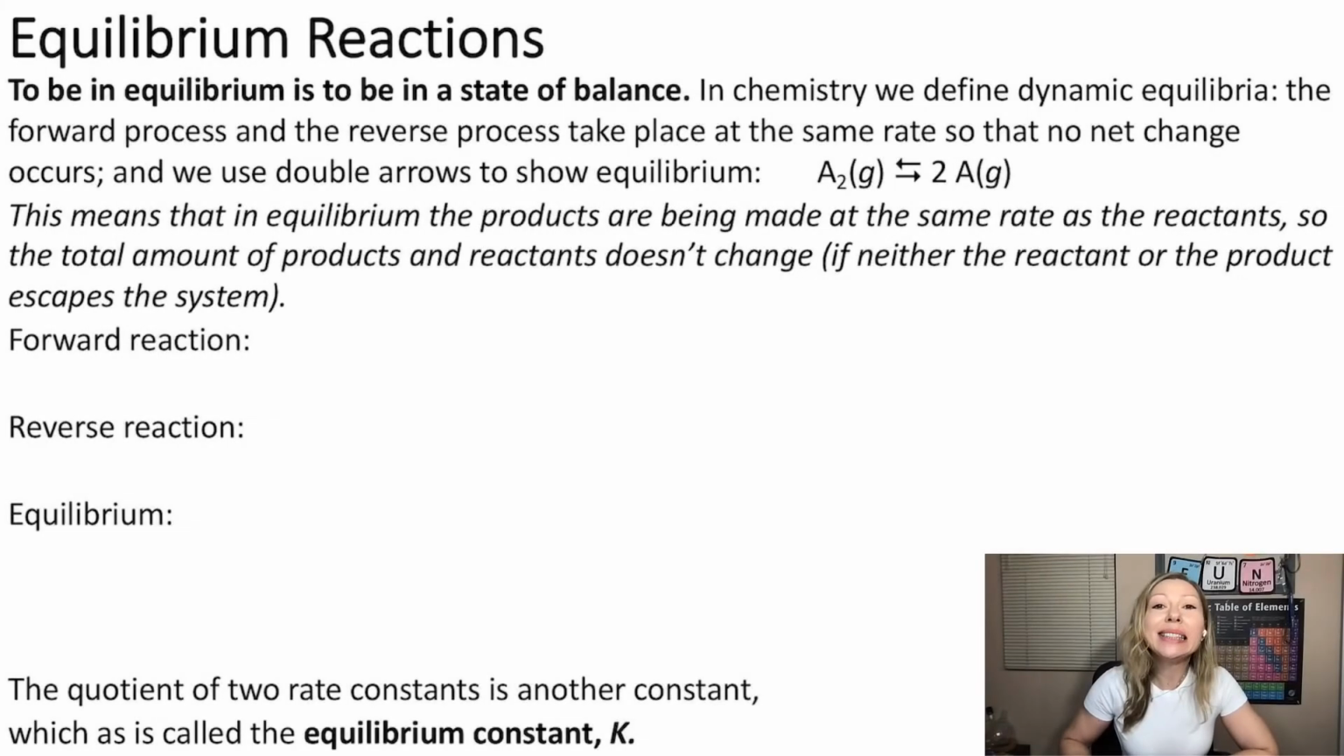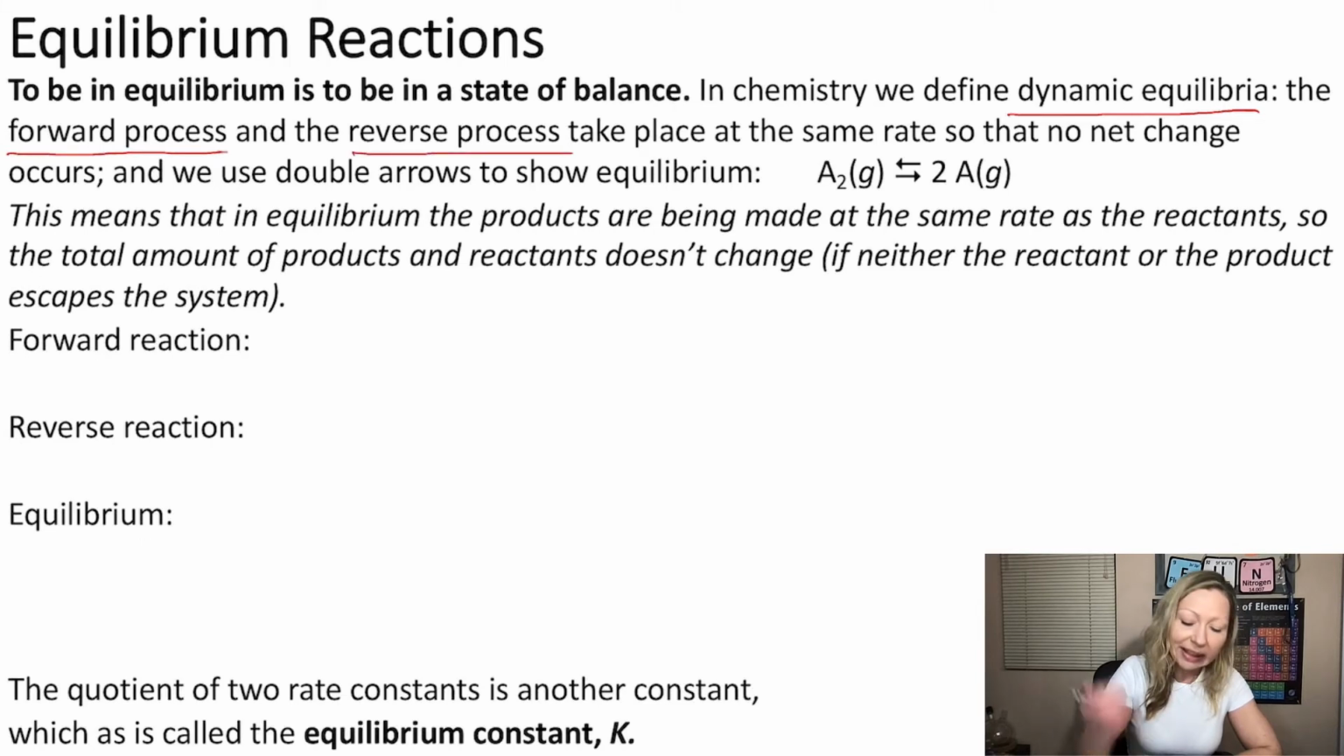Hello, guys. Let's talk about chemical equilibrium. To be in equilibrium simply means to be in a state of balance. In chemistry, we are going to have so-called dynamic equilibria. This means that the forward process and the reverse process take place at the same rate so that no net change occurs. And we are going to use double arrows to show that we have an equilibrium reaction.